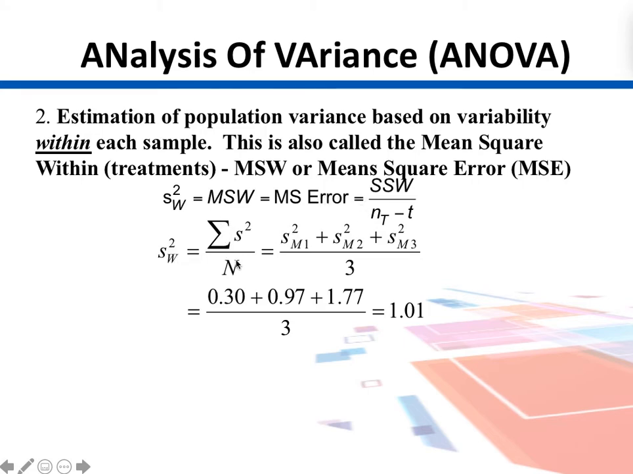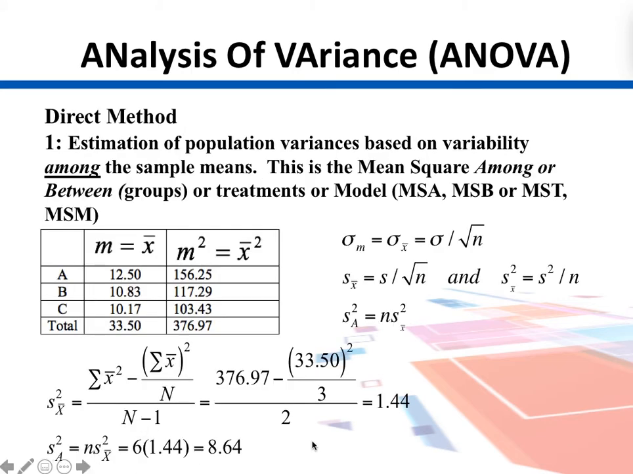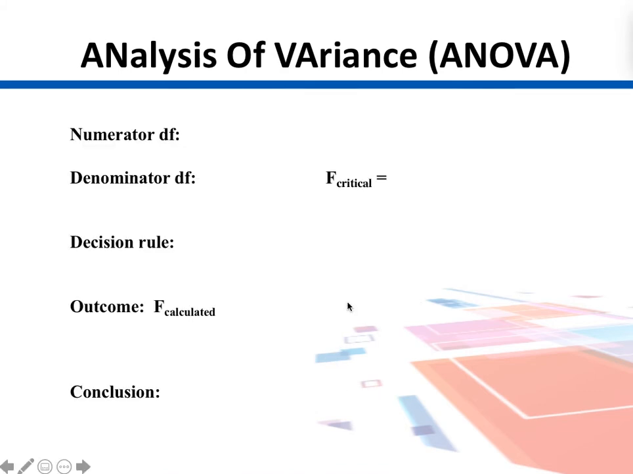So S square W is equal to the sum over all the individual variances for each treatment, each method. So we had three methods here. So it was S square for M1, S square for M2, and S square for M3. And we take all these variances and divide by the total number of variances we are considering here. So there were three. So what we get over here is 1.01. So this S square W is 1.01, and we got S square among, S square A, as 8.64. So 8.64 and 1.01.